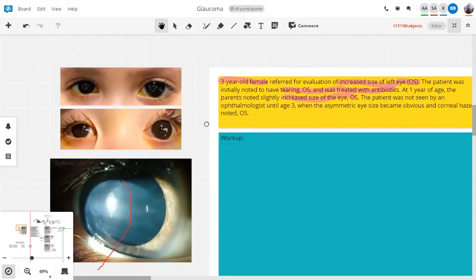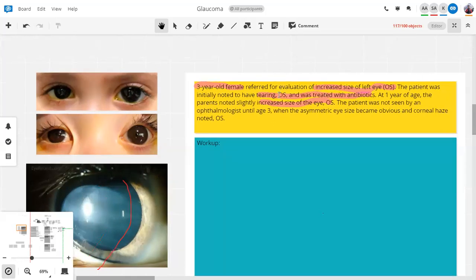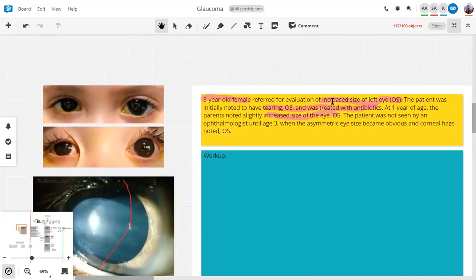So let's see. We have a 3-year-old female who's referred for evaluation for increased size of the left eye. We know these two things, the age, you know, we can narrow our differentials down to only 3 or 2. But since we don't know anything else, we'll proceed systematically and then we'll discuss the differentials later on. So this patient was initially noted to have tearing, treated with antibiotics. And the main complaint, as you can see, is increased size of left eye. And secondly, there's a corneal haze.